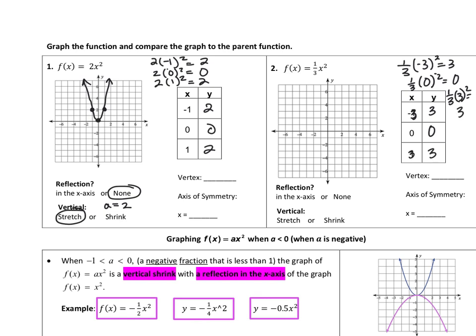So now we have our 3 points, negative 3, 3. So let's graph that. Negative 3 in the x, 3 in the y. Put a point, 0, 0, and then 3, positive 3. And then we draw our parabola. And you see it's opening wider than the one that we did in number 1. So this would be an example of a vertical shrink because a is equal to 1/3. That is a vertical shrink.